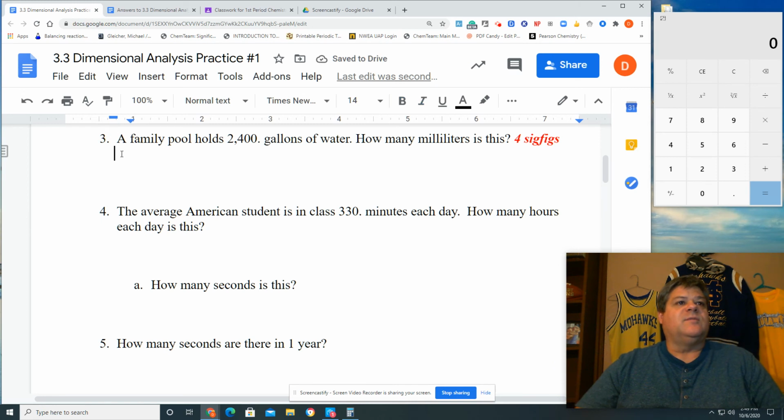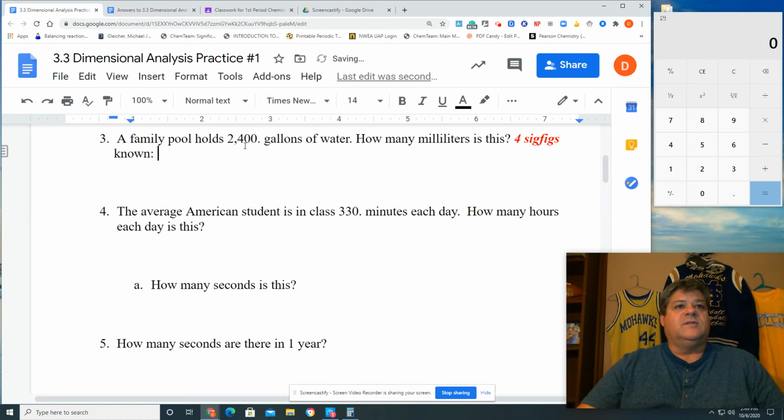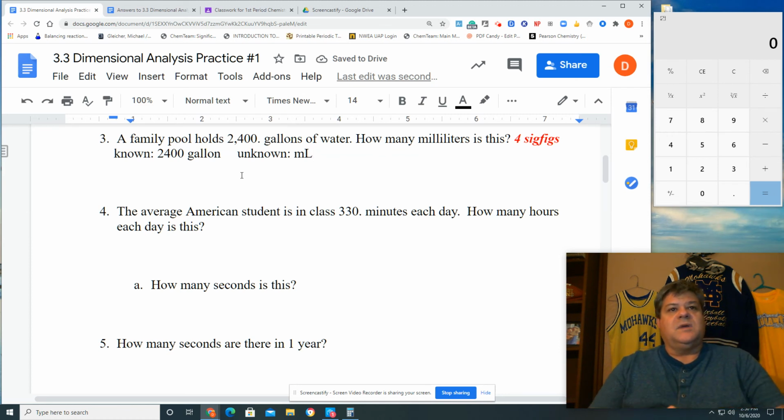So let's start the problem with what is known and what is unknown. What is known is what's in the problem: there's 2,400 gallons of water. And what is unknown is the number of milliliters. So our pathway is going to be from gallons to milliliters.